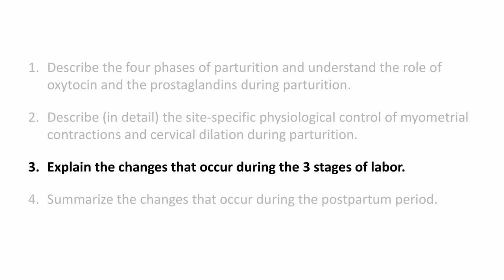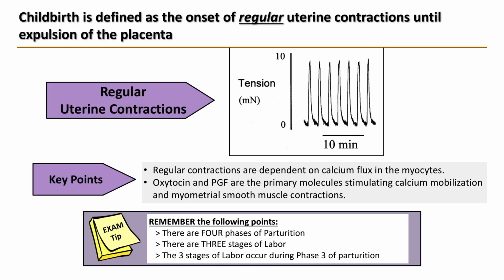So now looking at the 3 stages of labor which occur during phase 3 of parturition. Childbirth is defined as the onset of regular uterine contractions, predominantly once they start occurring at least every 2 to 5 minutes apart. Key points: regular contractions are dependent on calcium flux. We know that oxytocin and PGF are the primary molecules which are stimulating calcium mobilization and, in essence, turning that syncytium of myometrial muscle into a contractile body.